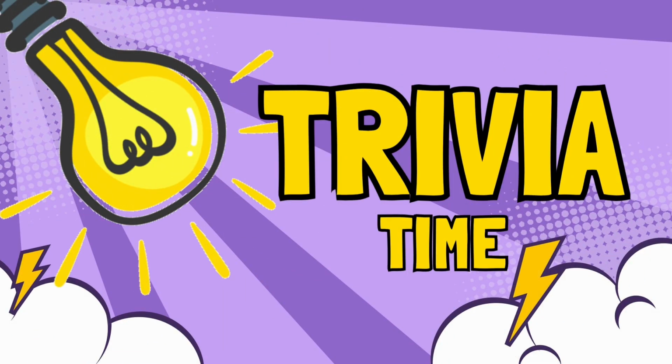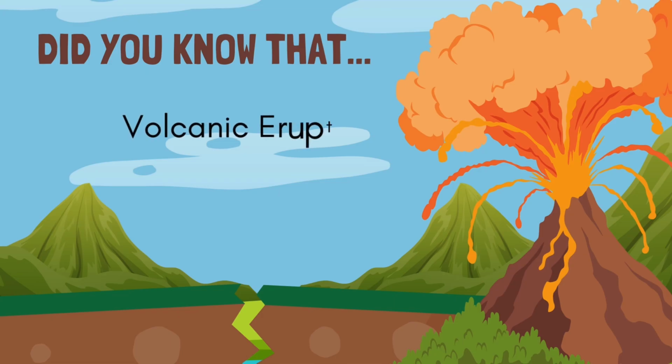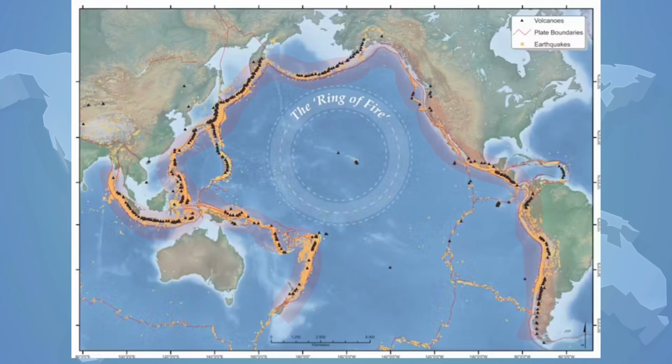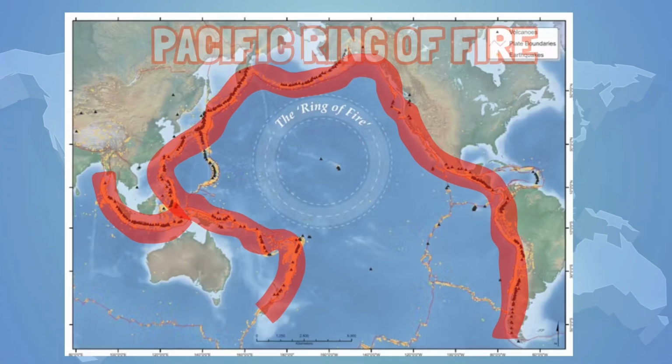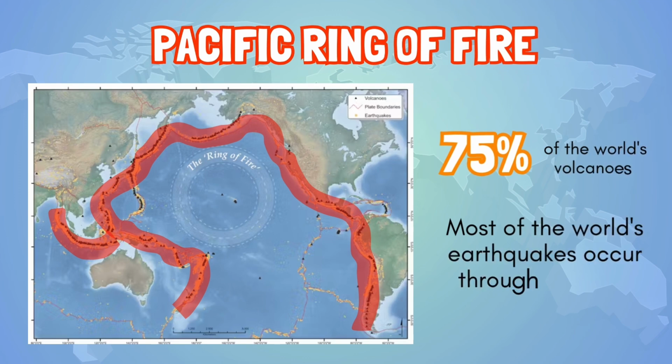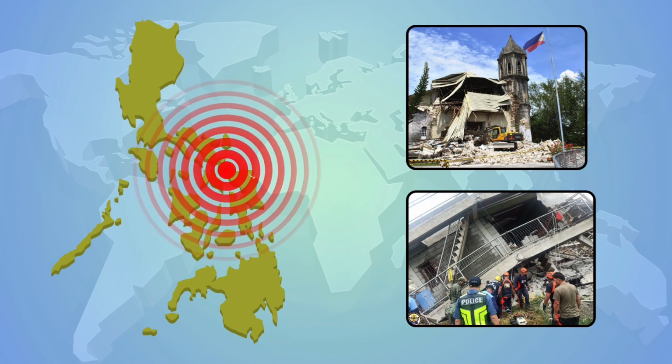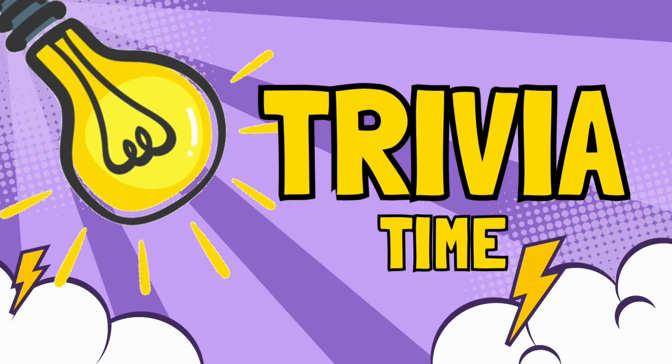Trivia time! Earthquakes have other causes like volcanic eruptions. Did you know that the Pacific Ring of Fire is home to 75% of the world's volcanoes and is where most of the world's earthquakes occur through volcanic events? That is why the Philippines continues to experience earthquakes, because it is surrounded by active volcanoes.